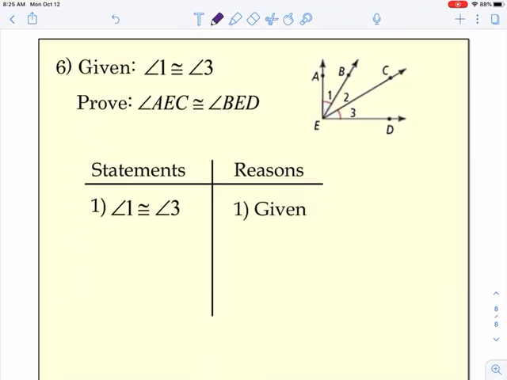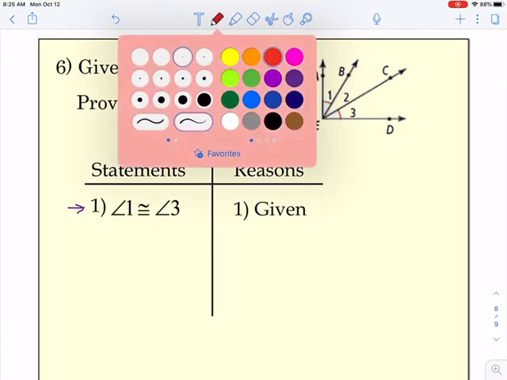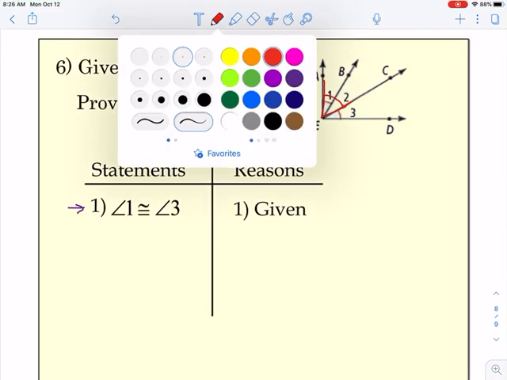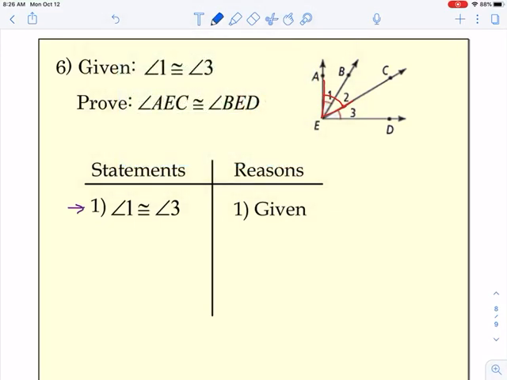So this time we're given that angle 1 is congruent to angle 3, which is already marked in my picture. And again, my step number 1 is always my given. So 1 is congruent to 3, and I want to prove that angle AEC, which is that angle there that's marked in red, is congruent to angle BED, which is this angle here that I marked in blue.